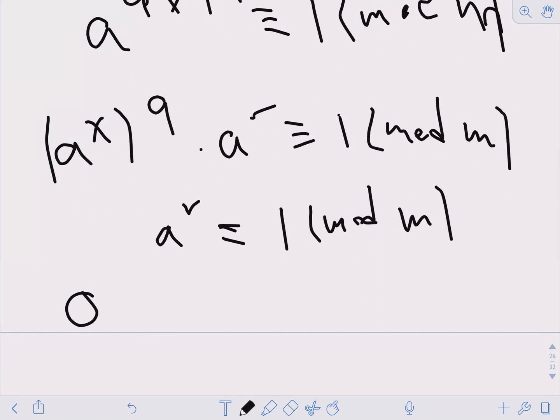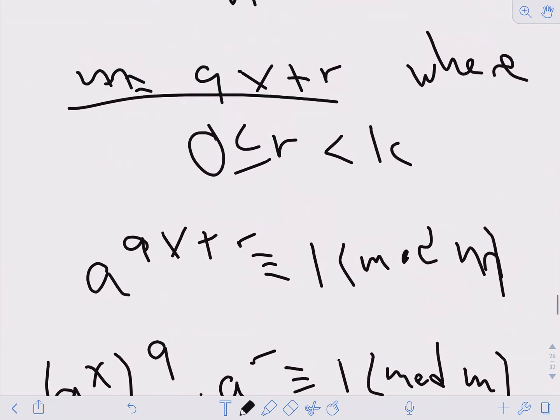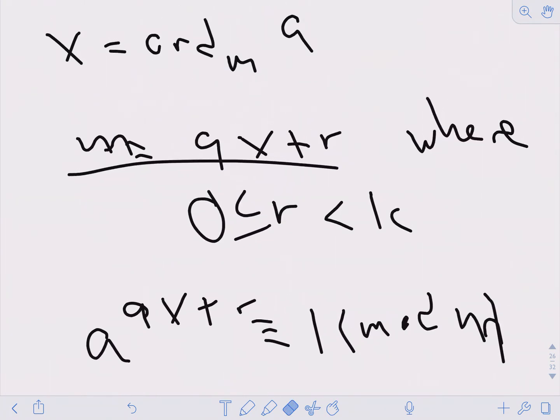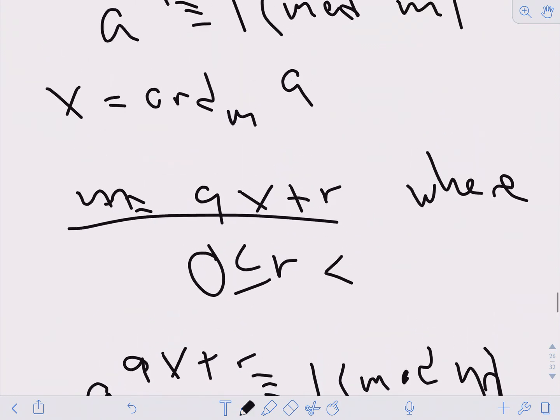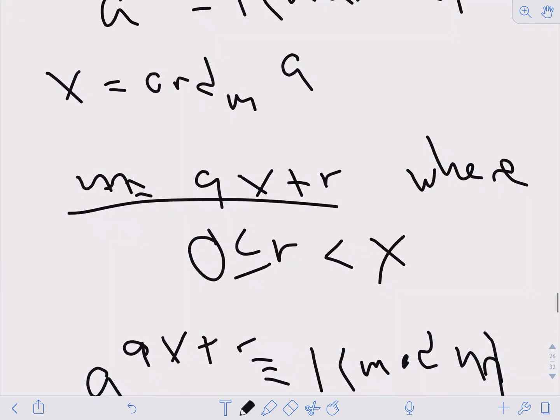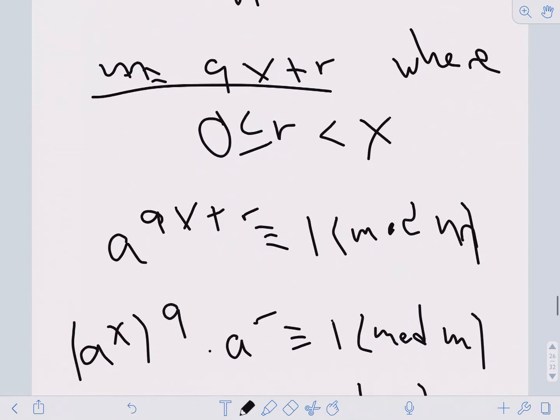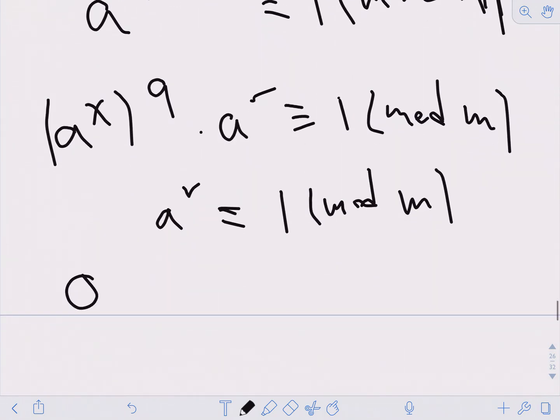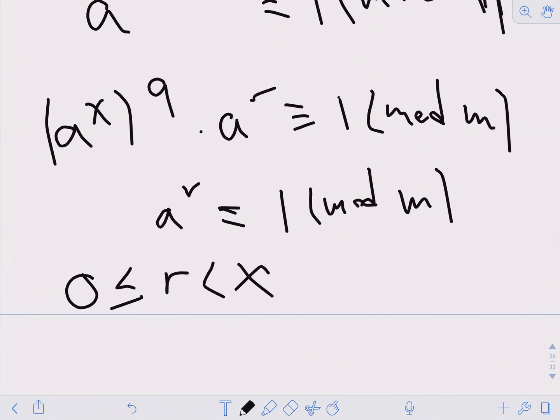We know r. Let me be more careful with what I'm saying. We know that 0 is less than or equal to r, which is also less than x.